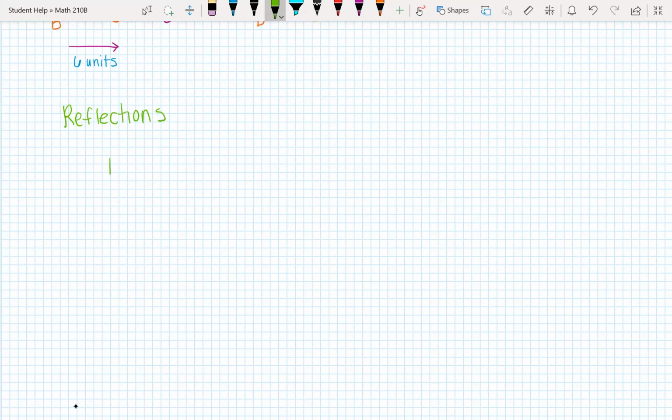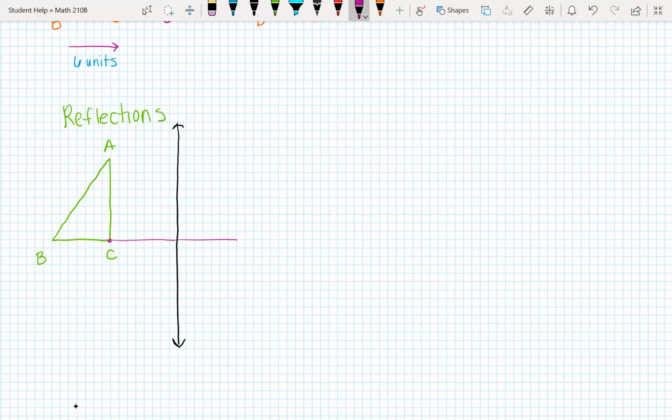So I'll start again with a new triangle, and we'll label it B, A, C. And I'm going to draw a line that this is going to be reflected across. I'm going to draw a line like this. Now, one of the things that happens in a reflection is that the distance between a particular point and the line is going to be the same as its reflection.